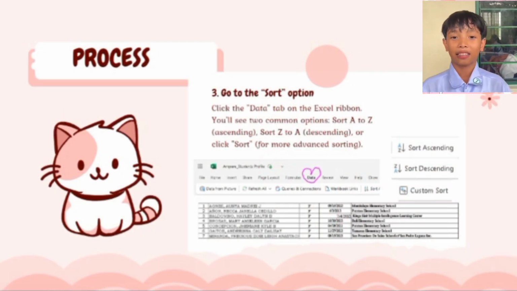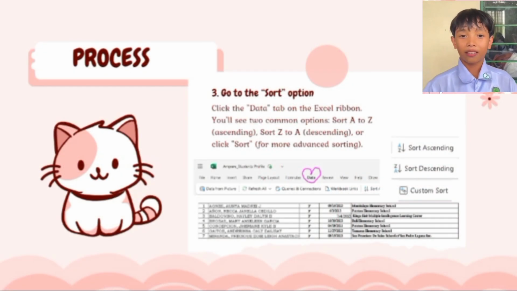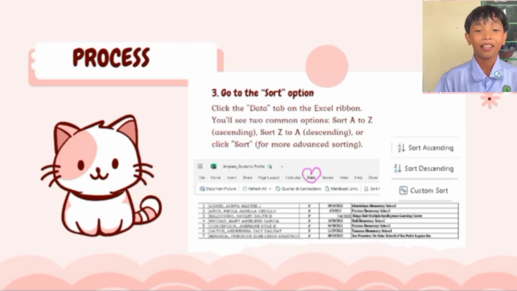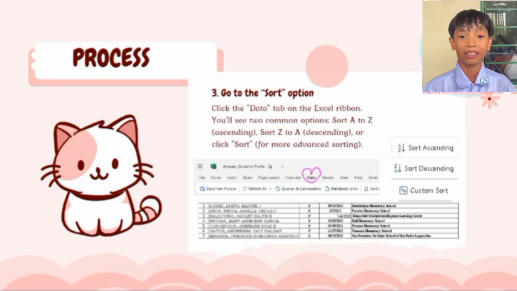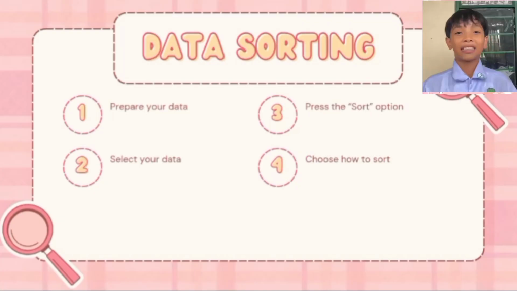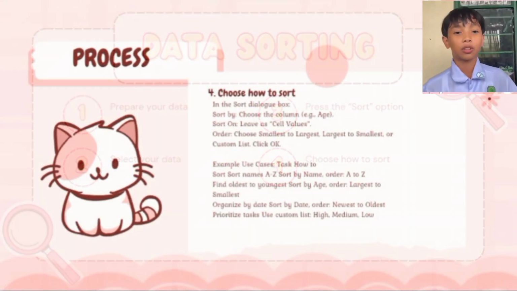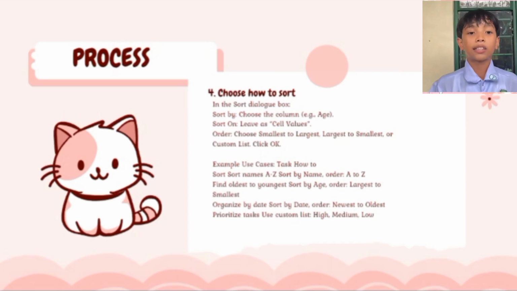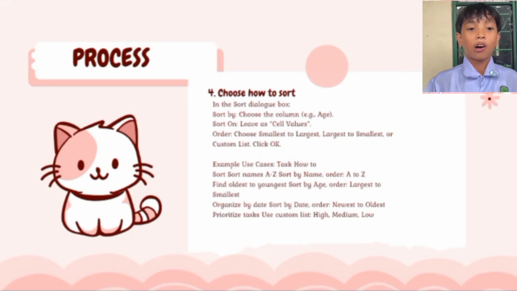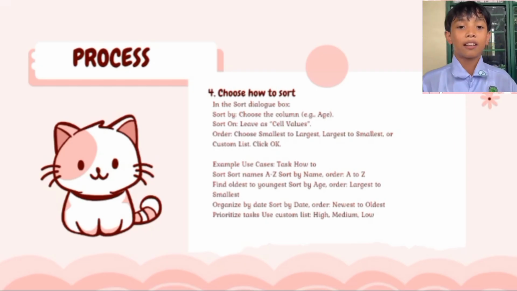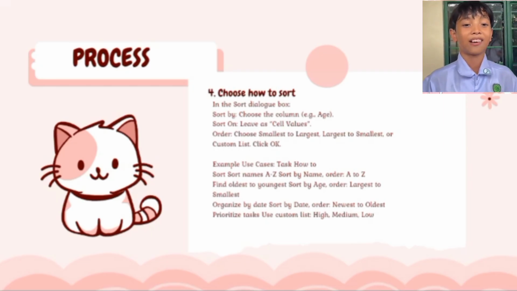Click the Data tab on the Excel view. You'll see two common options: sort A to Z, that is ascending, and sort Z to A, which is descending, or click Sort for more advanced sorting. Last step for data sorting is to choose how to sort. In the sort dialog box, sort by: choose the column. Sort on: leave as cell values. Order: choose smallest to largest, largest to smallest, or custom list. Click OK.